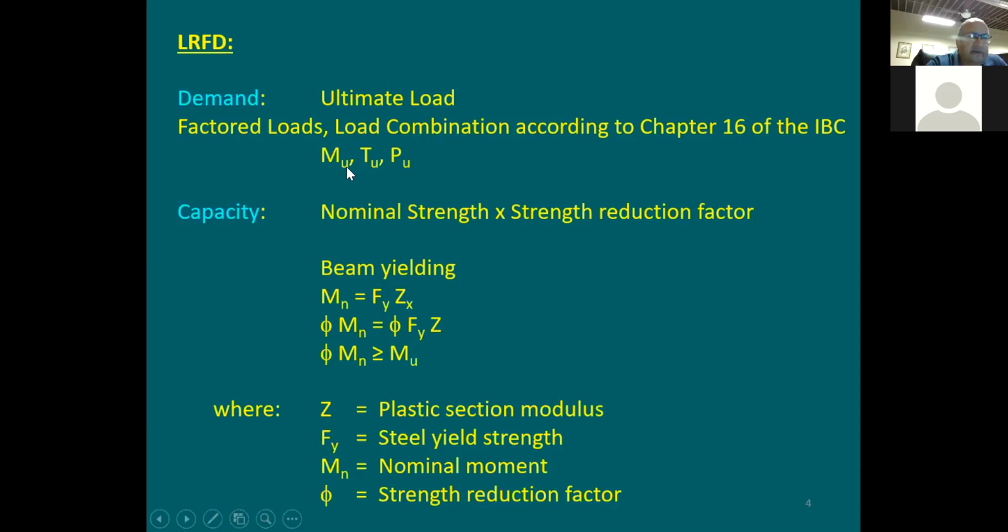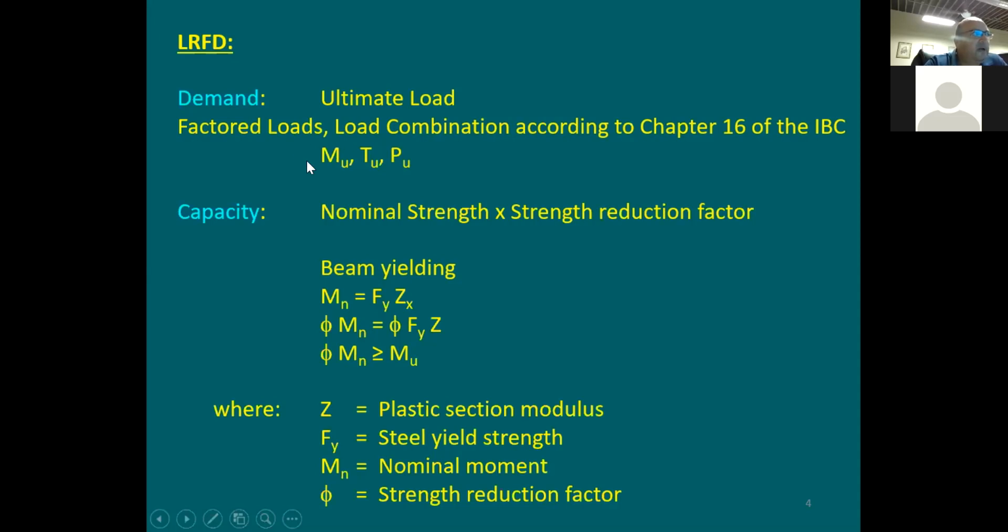So M sub U here is going to be equal to the moment due to dead load and live load, and then you multiply them by some factors. This factor is going to be more than one. Like if you guys remember, when it comes to dead load and live load, we say 1.2 dead plus 1.6 live. So this 1.2 and the 1.6, this is what we call here load factors.